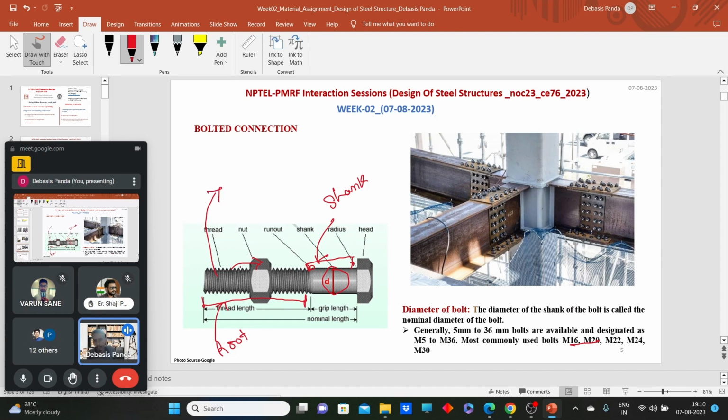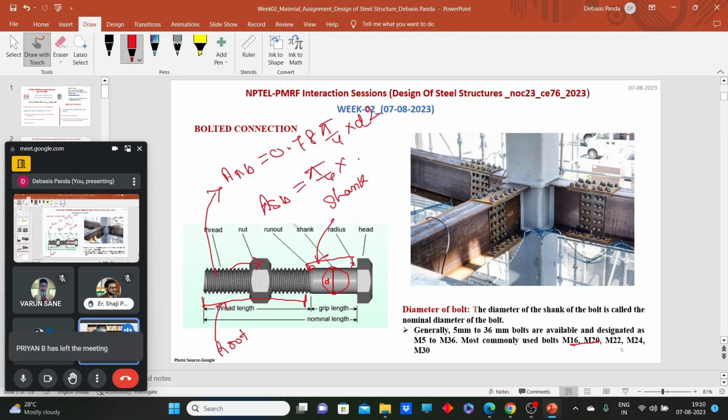So the root cross section, we call the net area of the bolt, A_nb. We have denoted it like that, and the value of A_nb will be 0.78 × π/4 × d², where d is the nominal diameter of the bolt. For the shank, what will be the area of the shank? A_sb is nothing but π/4 × d².